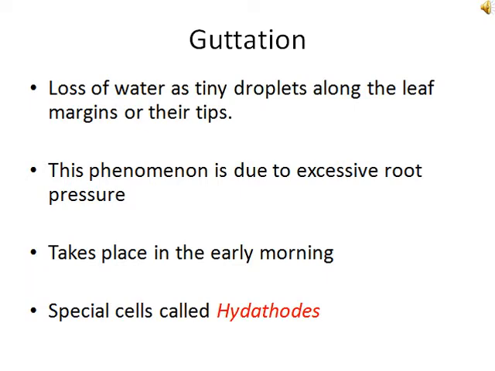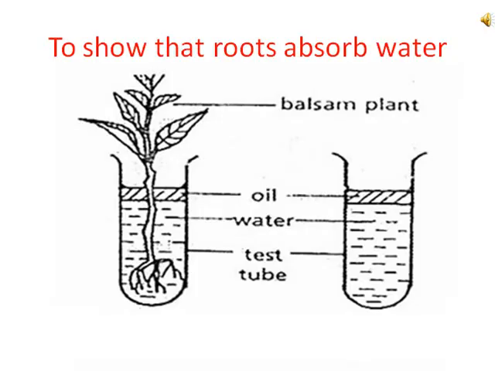So through the margins of the leaf, the water may be lost as tiny drops. That process is called guttation. This guttation is due to the root pressure, especially in certain plants like banana and tomato, not in all plants. That's all about the process of absorption and conduction of water and minerals by roots.